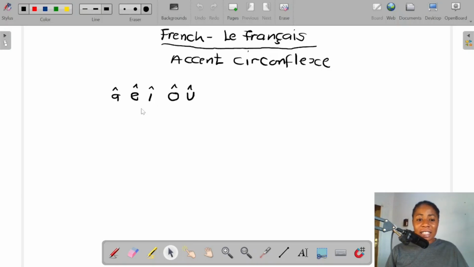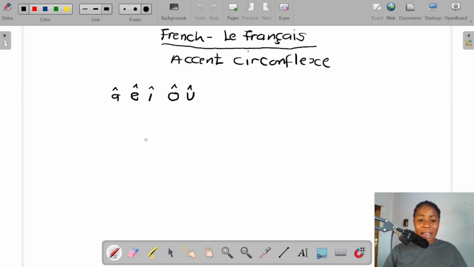Also, it is indicating that in old French language there used to be an S which is now missing and being replaced by an accent circonflexe. So in old French language there used to be an S after any of these vowel sounds, but that particular S is being replaced by this accent circonflexe in modern French language.